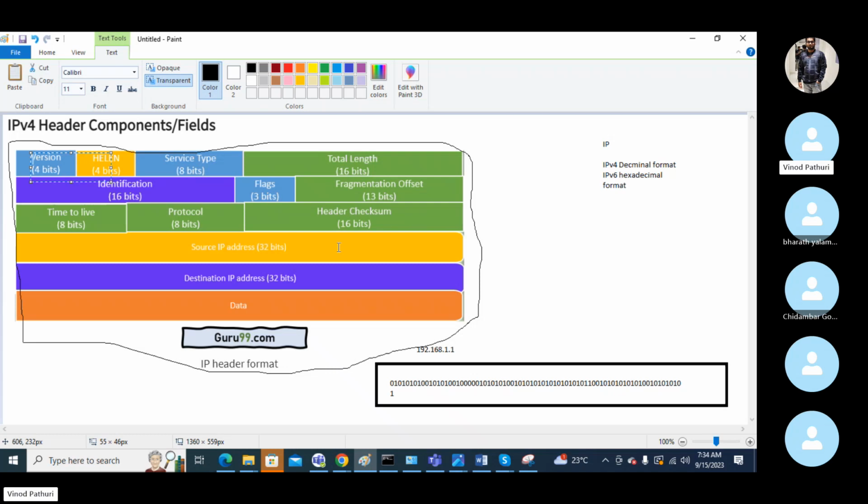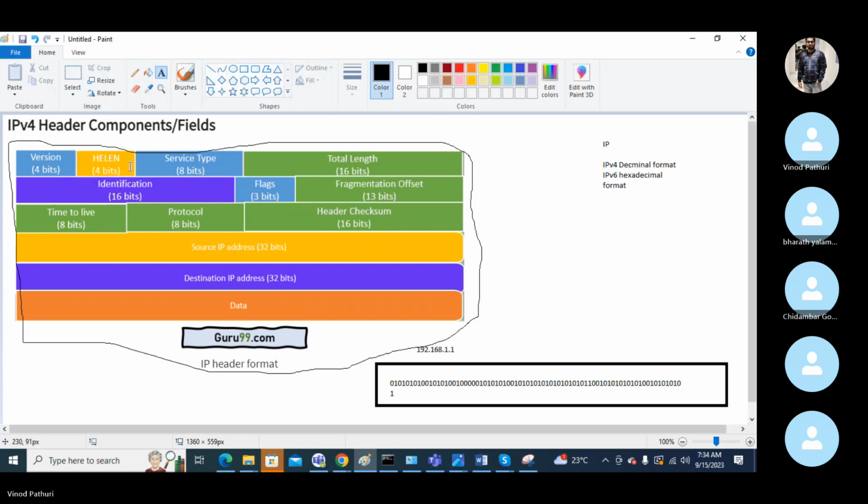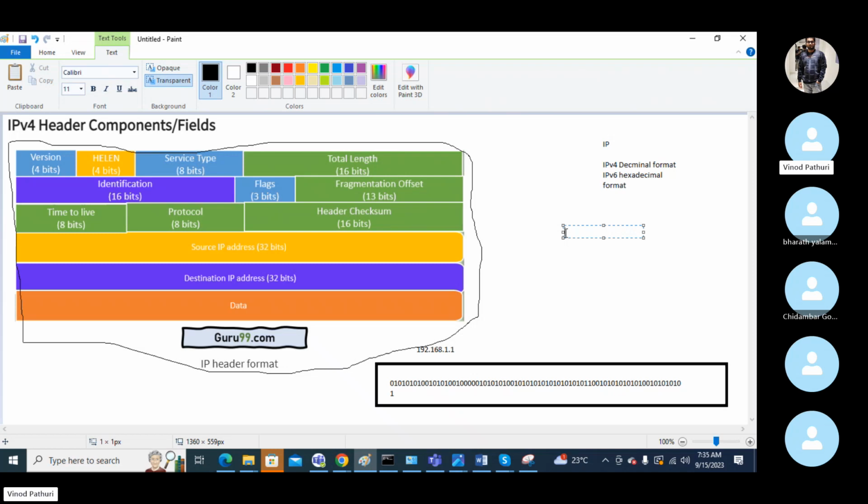So the minimum, 4 bits, means 2 power 4, 16 bytes. The maximum value with 4 bits is 15. So with the 32-bit increment, that would be 32 bits into 4 bits. Whatever the binary value is, you will calculate it with the 2 power values.